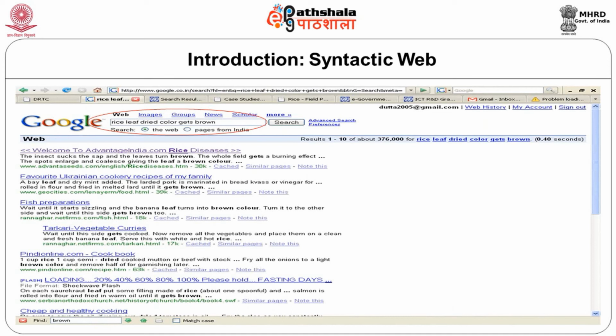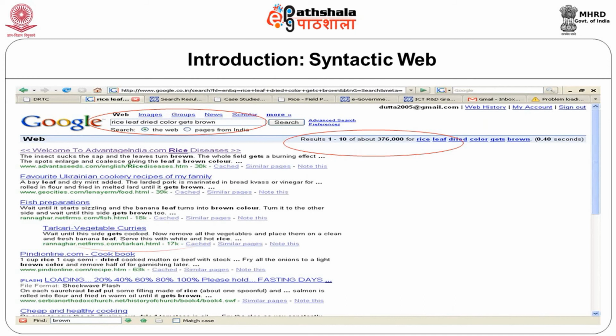If we search this, this is what we got as search results: 376,000 hits. The main problem is, as a human being, I doubt whether I can really go through all those 376,000 hits. I never even attempted to calculate the time I would need to spend going through all those documents. This is one problem.